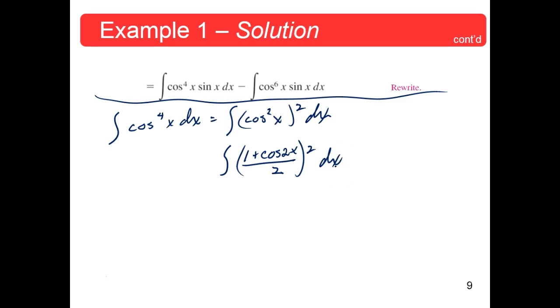Okay? That means we've got to square the numerator and square the denominator, right? So that's the integral of squaring a binomial. I'll remember how to do that, right? Square the first, 1, twice the product, plus 2 cosine 2x, right? Square the last, plus cosine squared 2x over 4. You square the denominator as well. Right?